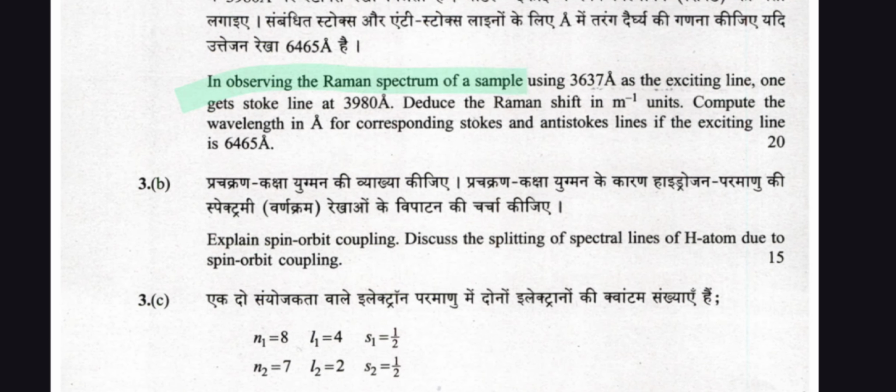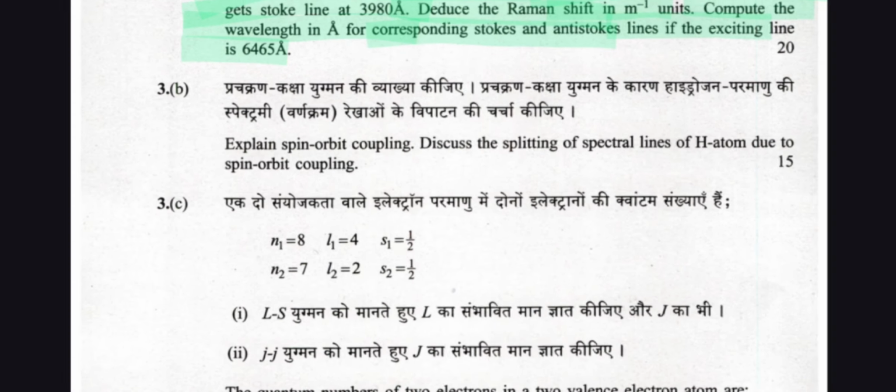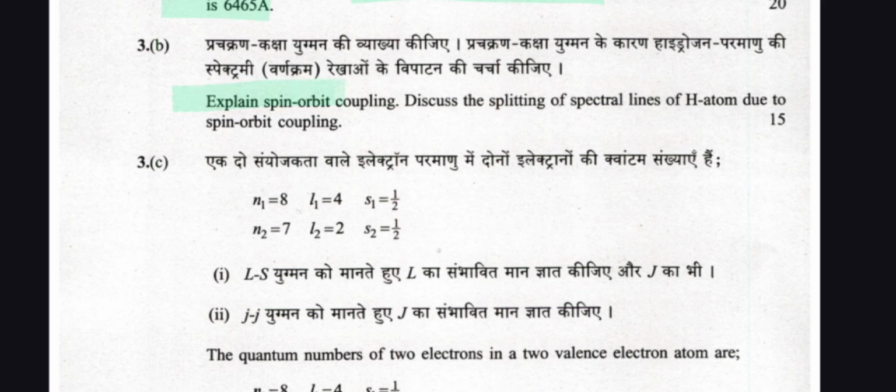In observing the Raman spectra of a sample using 3617 angstrom as the exciting line, one Stokes line at 3980 angstrom. Deduce the Raman shift in meter unit. Compute the wavelength in angstrom of the corresponding Stokes and anti-Stokes lines if the exciting line is 6465 angstroms.